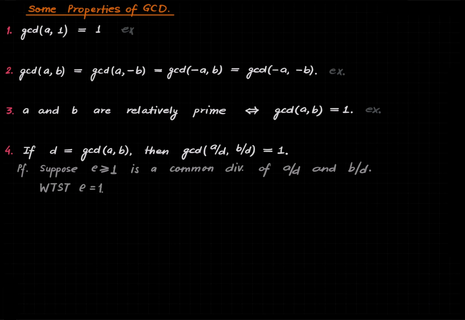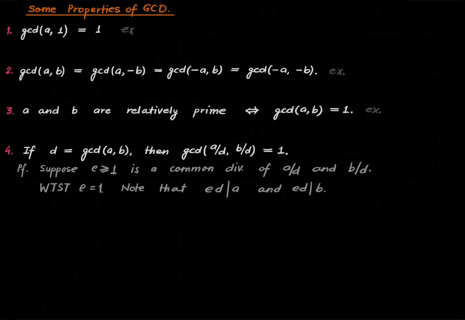Once we do that, we will have shown that the GCD of these two numbers is 1. In fact, this is precisely what we need to do. We want to show that any common divisor which is positive has to be 1. That is what it means to say that the GCD is 1. So this is what we want to do. But note that E times D is a divisor of A, and E times D is also a divisor of B. Why is that? Well, E is a divisor of A by D.